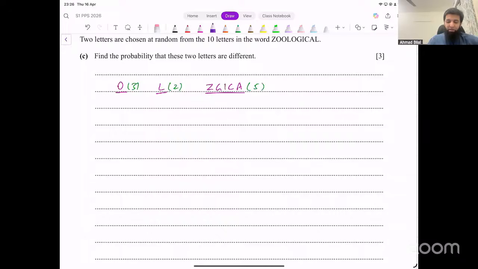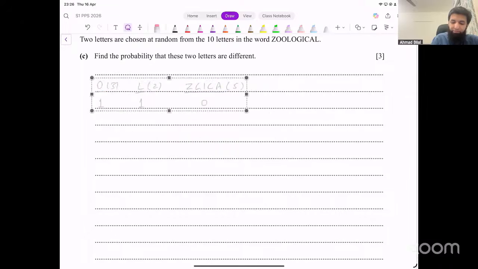Now, if the two letters must be different, what are the possible cases that we can have? One possibility is that out of the 3 O's, we select 1, and out of the 2 L's, we select 1, and out of the remaining 5 letters, we select 0. That's 1, 1, 0. That's one possibility. Another possibility could be we have 1 O, 0 L, and 1 from the other letters.